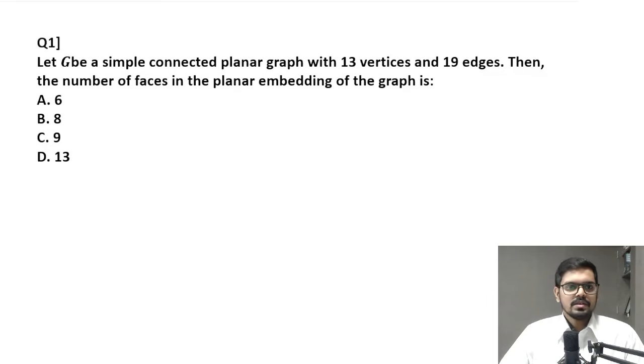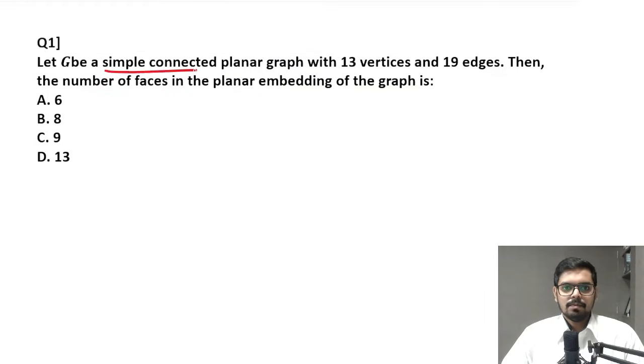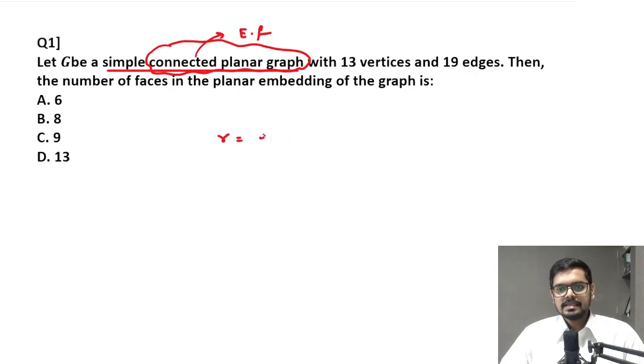Tried. The question says, let G be a simple connected planar graph with 13 vertices and 19 edges. Then the number of faces in the planar embedding of the graph is what? If you see the keywords carefully, simple connected planar graph, I guess this was enough for the indication. We have to use Euler's formula. What is Euler's formula? Whenever you have a connected planar graph, Euler's formula is number of regions is equal to number of edges minus number of vertices plus 2.